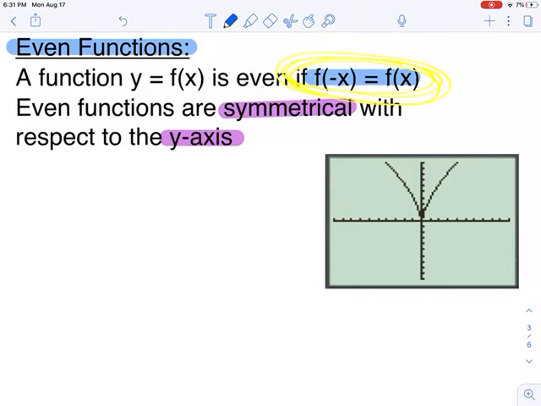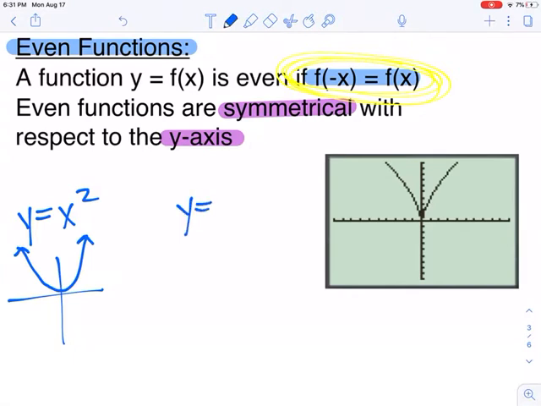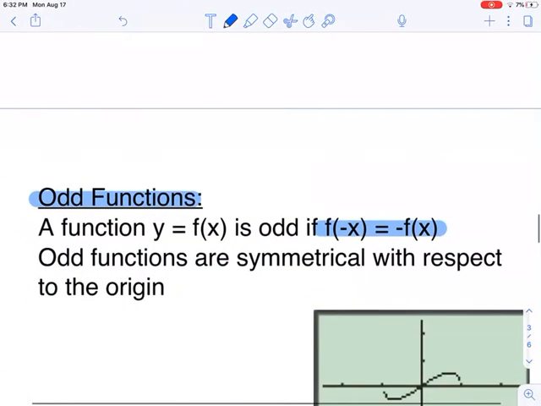On your 8 basic function chart, I want you to think of 1 or 2 of those that would be even. Our quadratic, y equals x squared, that's an even function. It has symmetry along the y-axis. What's another one? Did you say y equals the absolute value of x? Because that also has symmetry about the y-axis.